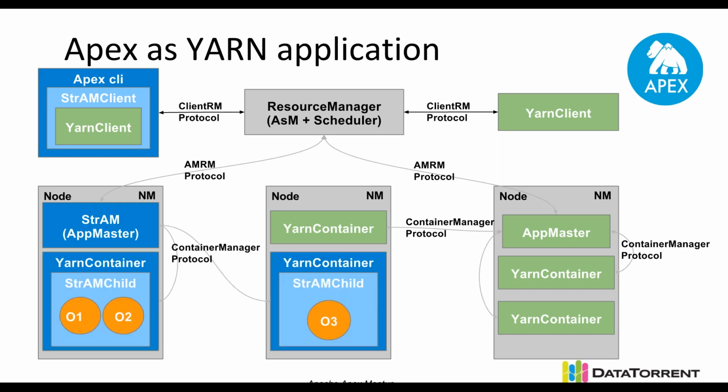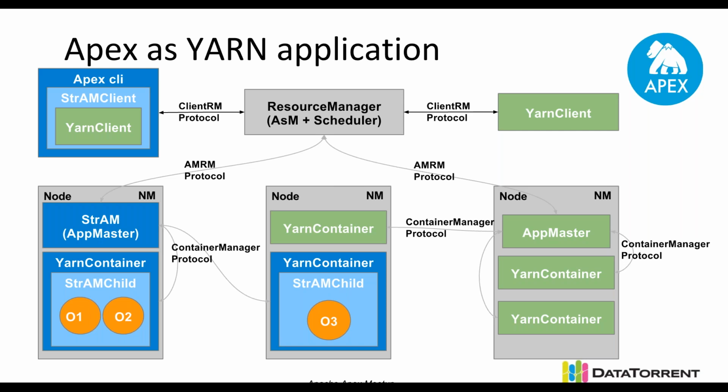So let's do it. Once I request the resource manager to launch my application, it has launched an application master for us. In Apex terminology, the app master is actually a STRAM. STRAM stands for streaming application master. I explained in the last slide that an app master is custom Java code, and you have to write your app master depending on what kind of processing you want to do. So we have written this STRAM, considering all the things required to write a streaming application.